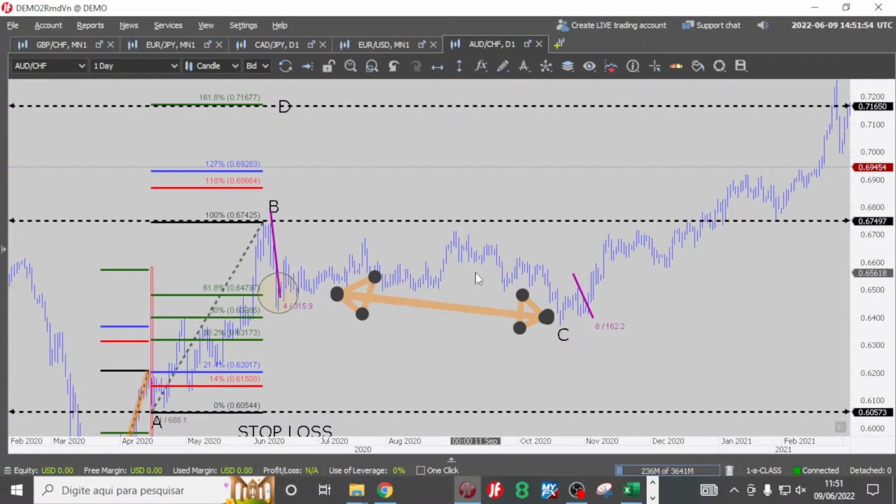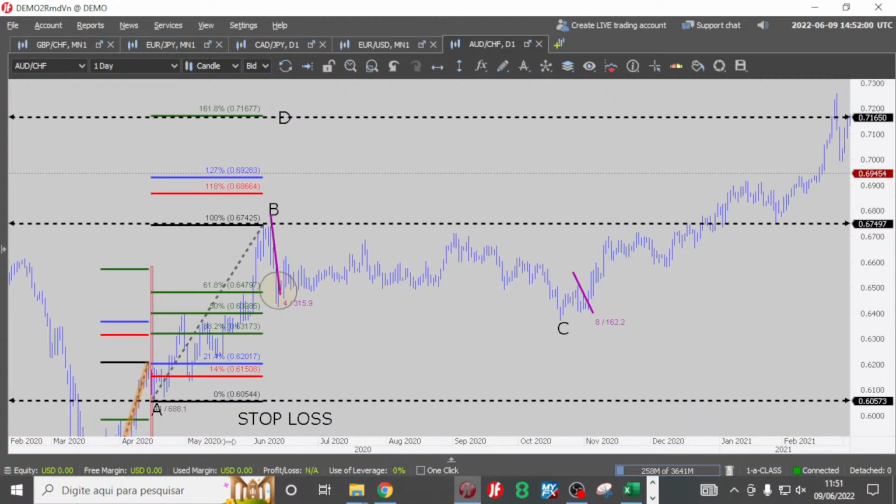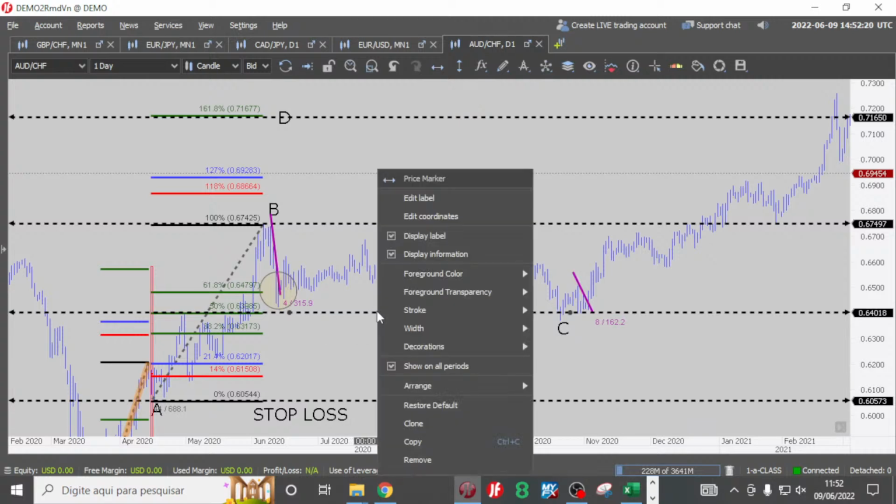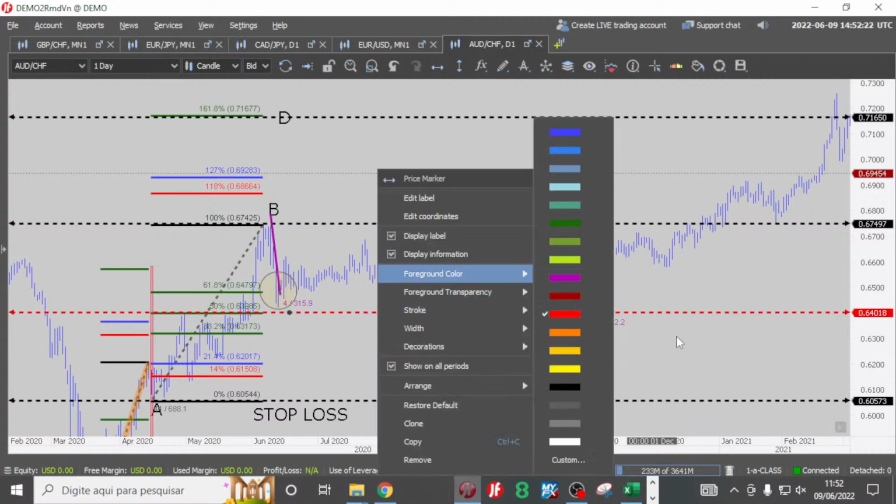What would happen if I would not obey the rules of the stop loss? Let's say that I don't have enough money, enough capital in my account to put the stop loss below the A, and I'm going to put the stop loss below my entry because I want to have a short stop.